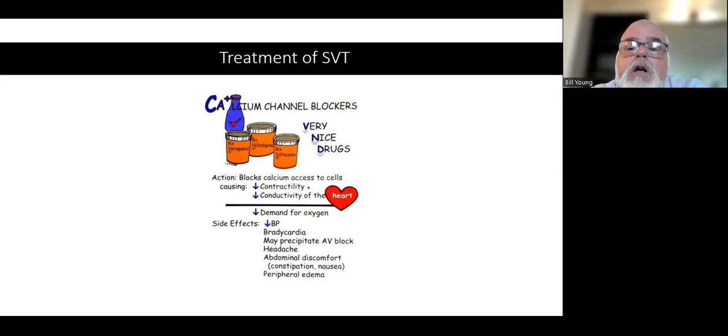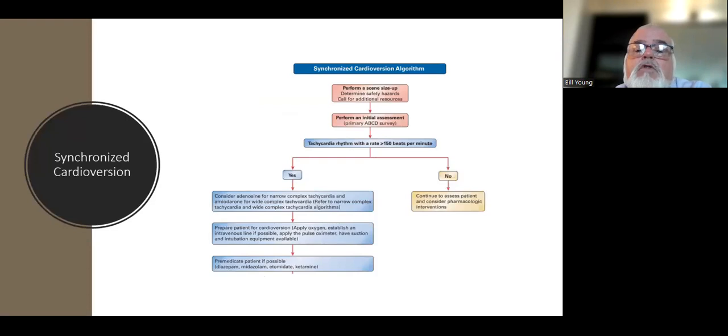Your dosing for Cardizem, and you may see this on an exam, would be typically about 0.25 milligrams per kilogram as far as a loading dose to get it up to a certain level. And then we're going to follow that up with a 5 to 15 milligram per hour infusion.